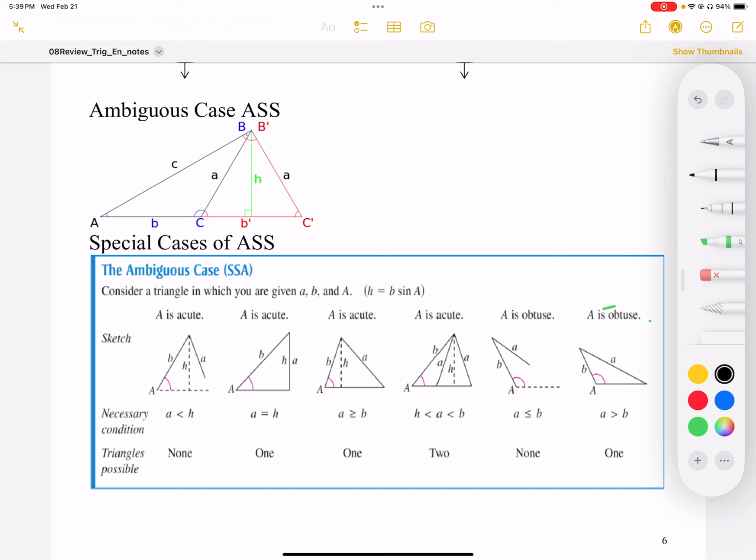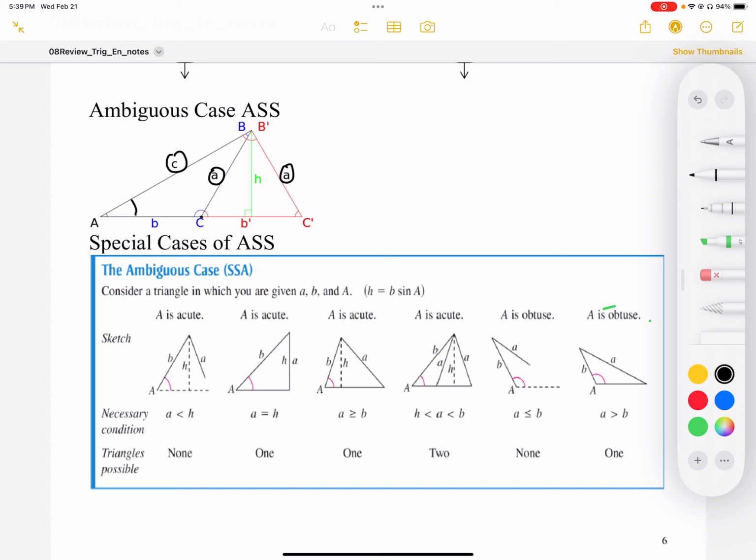Ambiguous case is a special case when we have angle side side. So when we have an angle here, a side and a side, that third side, A, can be oriented in this direction where it hits C prime, or it can be angled in this direction where it hits C. And those two positions are the positions that that third side A can take, and it gives us two triangles.